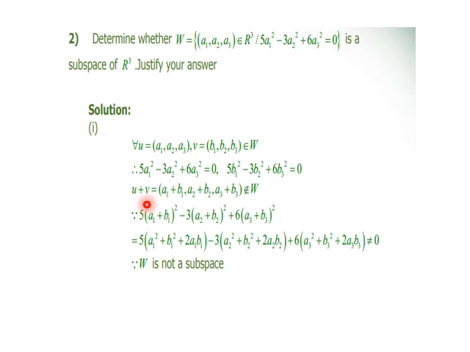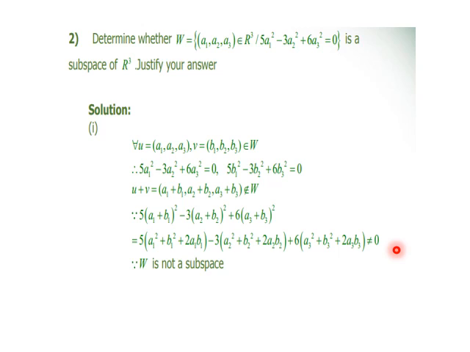Now let us consider u plus v. Adding them component by component, a1 plus b1, a2 plus b2, a3 plus b3. We want to check whether it can belong to W or not. It is not belonging to W because the condition is not getting satisfied. What is the condition? 5 times the square of the first component, minus 3 times the square of the second component, plus 6 times the square of the third component. If I expand this, I should be able to get it as 0. But if you expand this, you will see that it is not going to be 0.